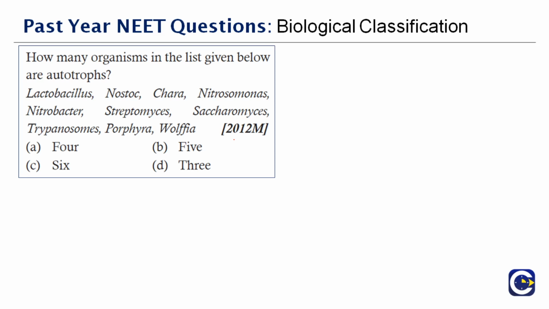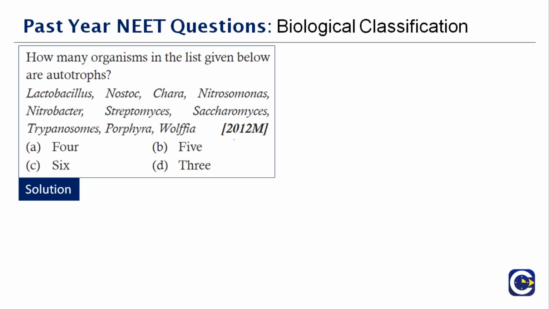How many organisms in the list given below are autotrophs? So I told you what autotrophs are earlier. They are organisms which are not dependent on anyone. Whatever they need, they will prepare themselves. They don't have to depend on a source. You are given 8 options there. So how many of you think there are autotrophs? They are organisms which are able to make energy-containing organic molecules from inorganic raw materials by using sunlight.